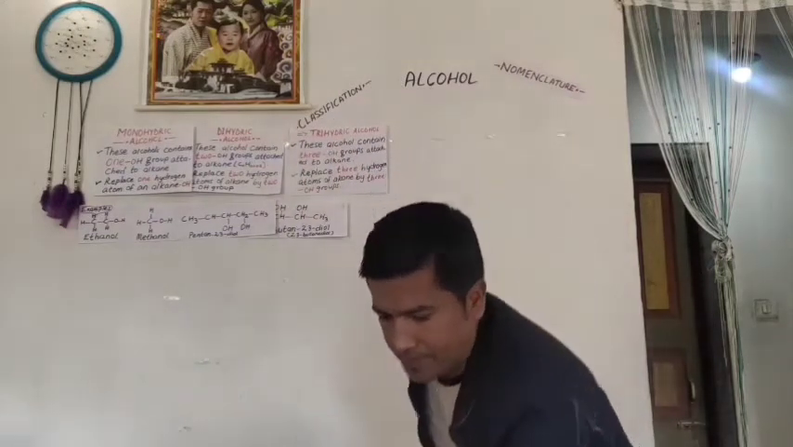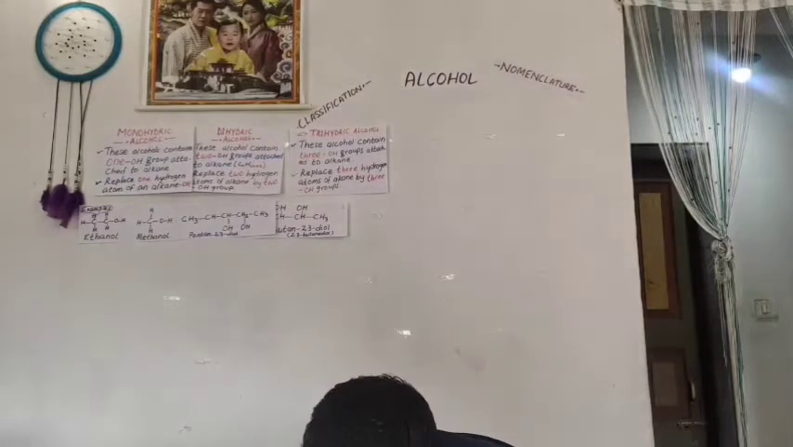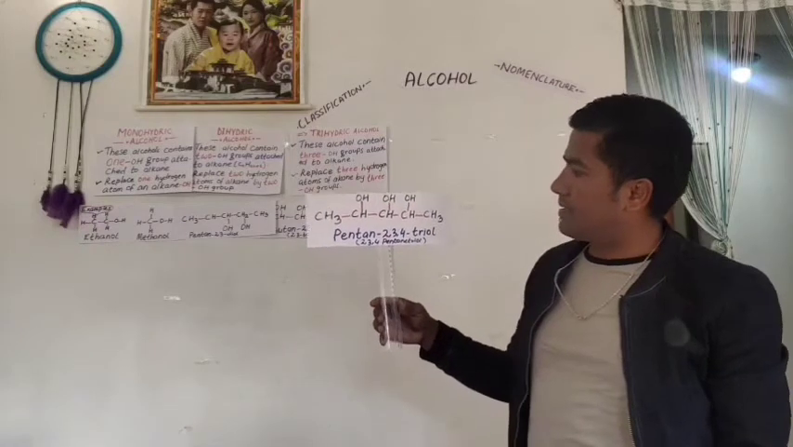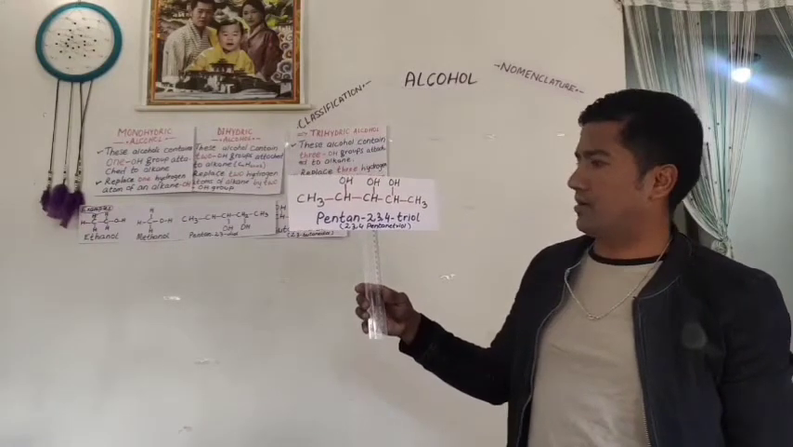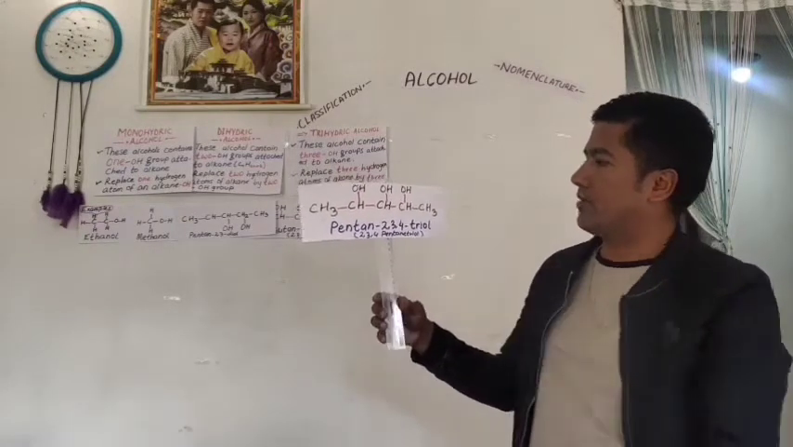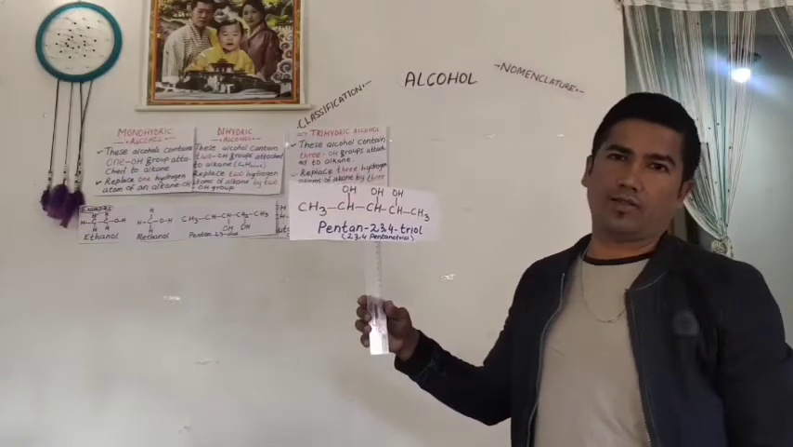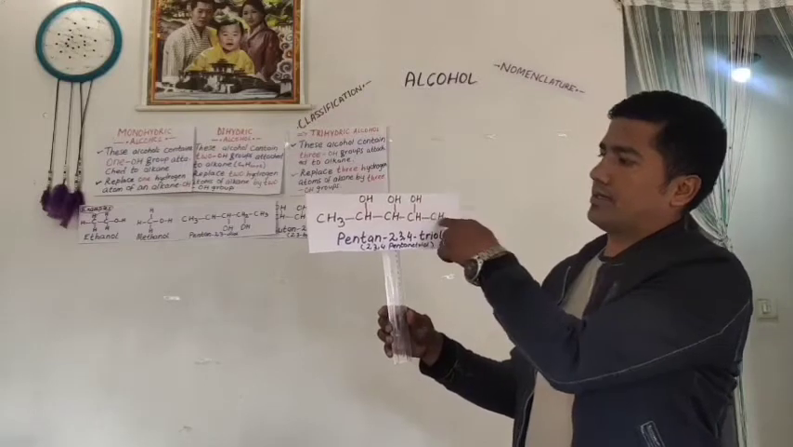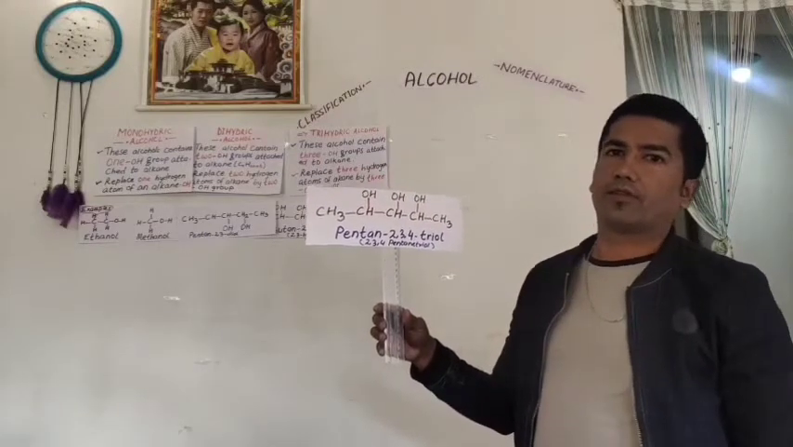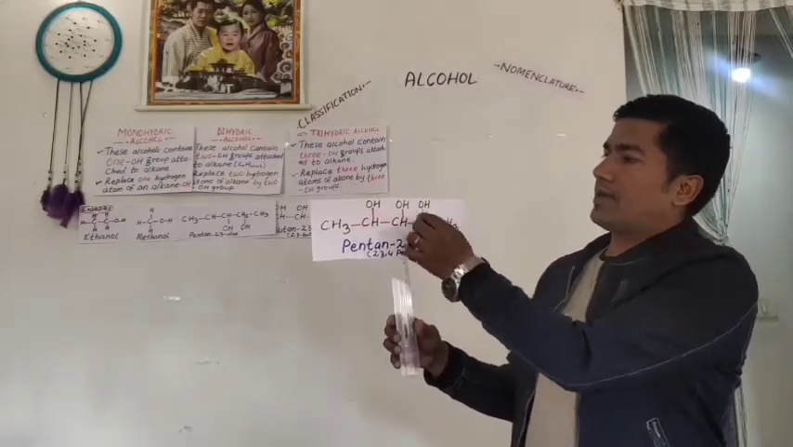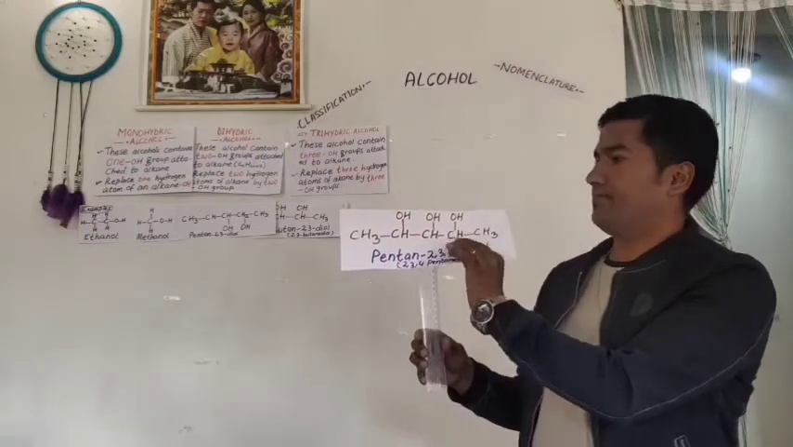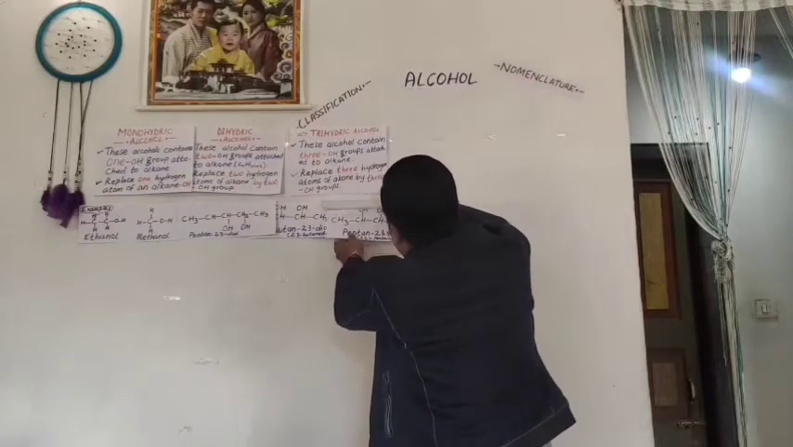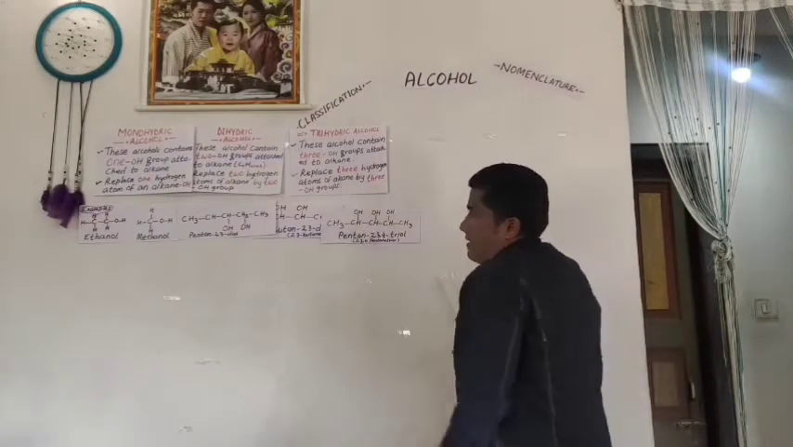Let's look at an example of trihydrate alcohol. Here we have pentane-2,3,4-triol, or we can say 2,3,4-pentane triol. You can see here three OH groups are attached in this hydrocarbon chain, or we can say in an alkane where three hydrogen atoms are removed and replaced by OH groups. Okay, let it be here, the example.